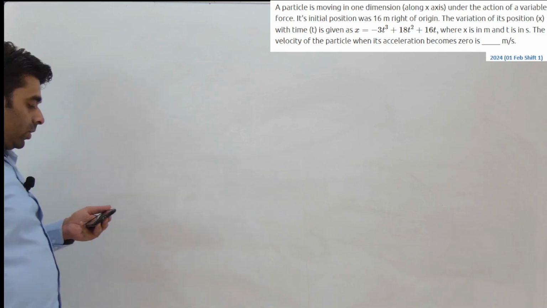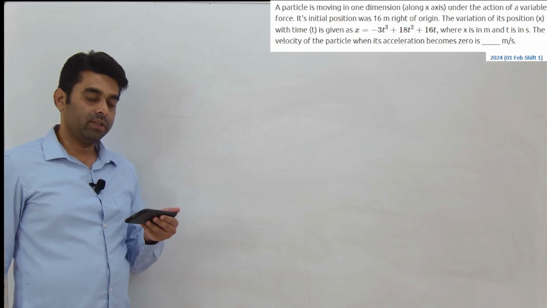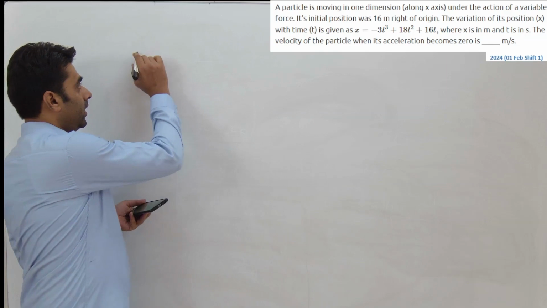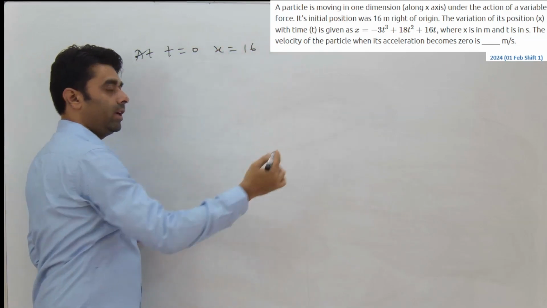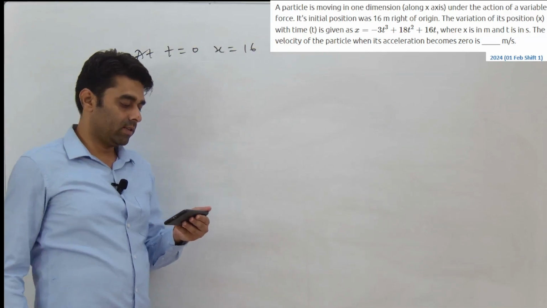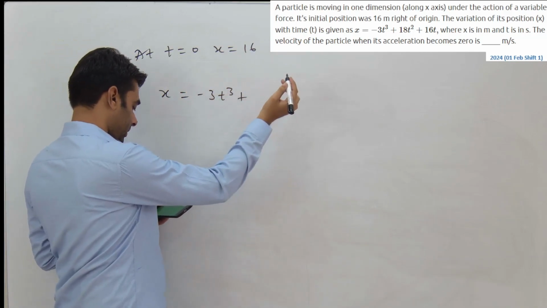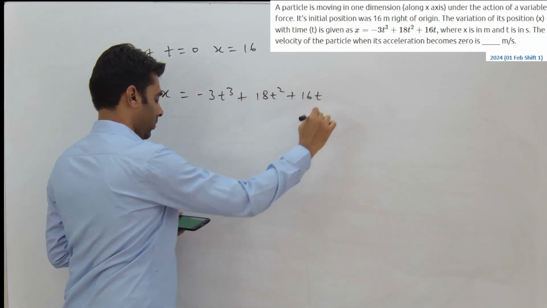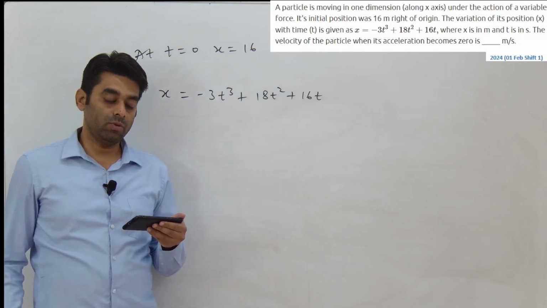So we have a particle moving in one dimension under the action of a variable force. Its initial position was 16 meter right of the origin. So at t equals 0, x is equal to 16. If we need it, we'll use this information. The variation of its position with time is given as x is equal to minus 3t cube plus 18t square plus 16t, where x is in meter and t is in second. The velocity of the particle when its acceleration becomes 0 is dash meter per second.